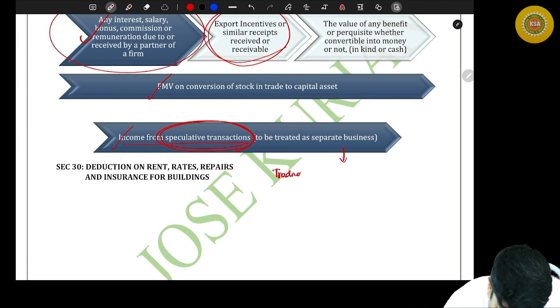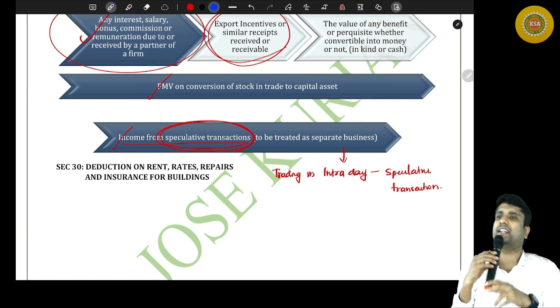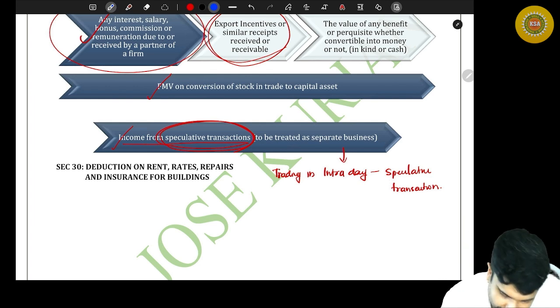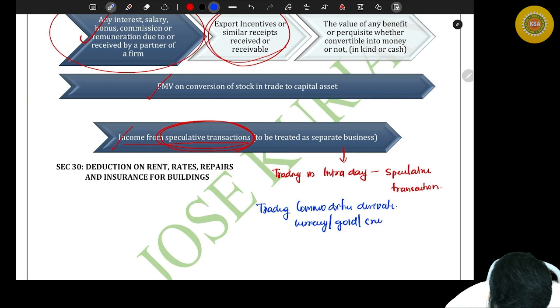Trading in intraday speculative transaction. If you are dealing with intraday trading, that will be treated as a speculative transaction. And trading in commodities derivatives like currency, gold, crude, etc., is not speculative, treated as normal business.